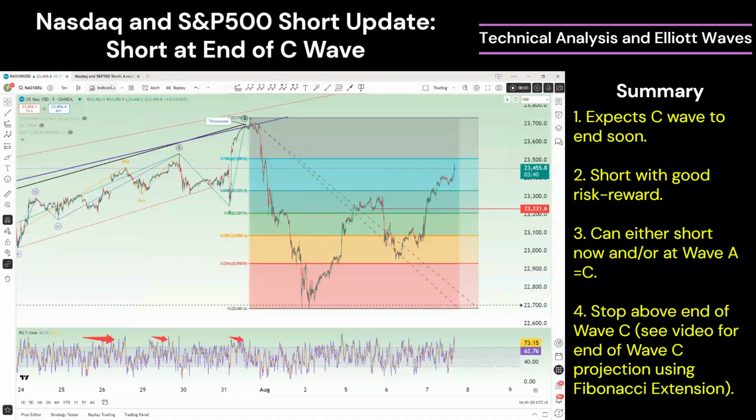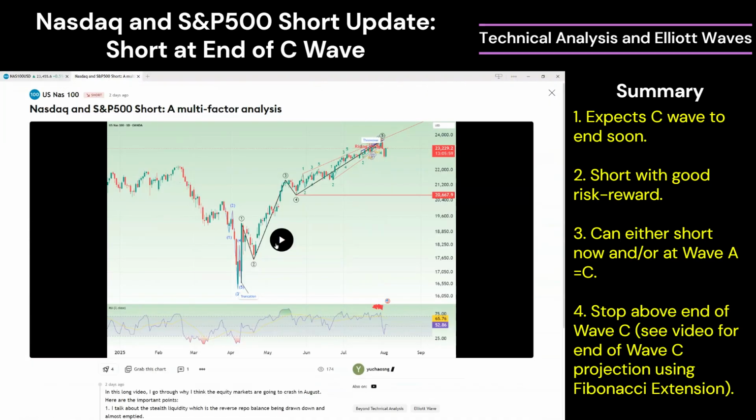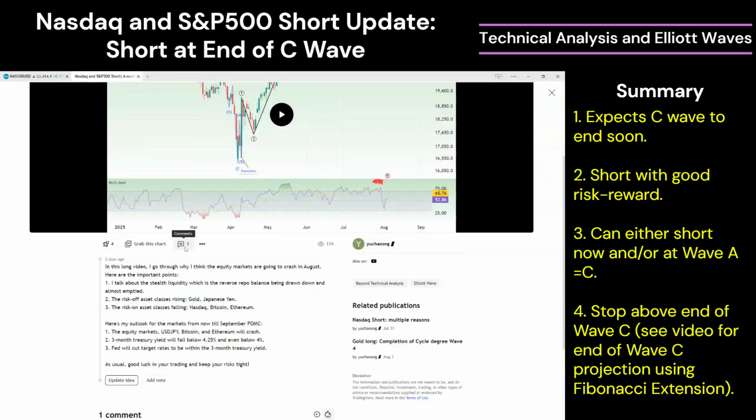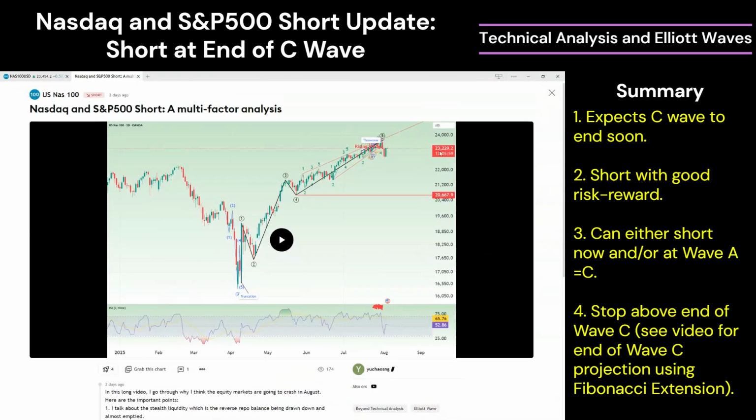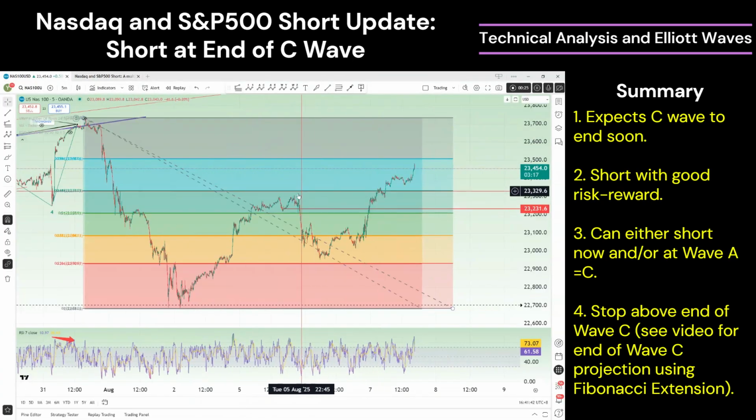Right. So, following my call 2 days back to short Nasdaq and S&P, where I also went through the fundamental reasons, the macroeconomic reasons, and also talked about other asset classes. Then it was 23229 for Nasdaq, and I believe it's around here, 23229. Yeah, maybe around here, 5th of August. Right, so price did move down a bit.